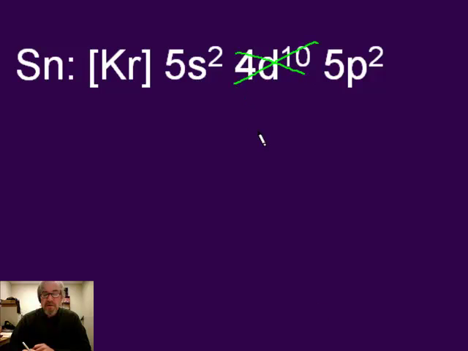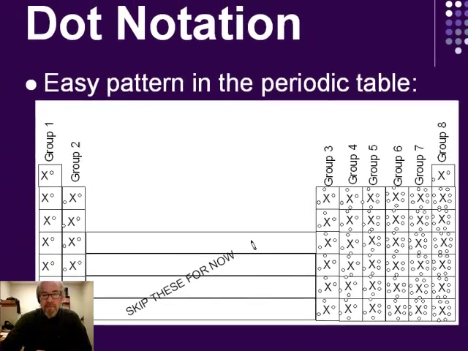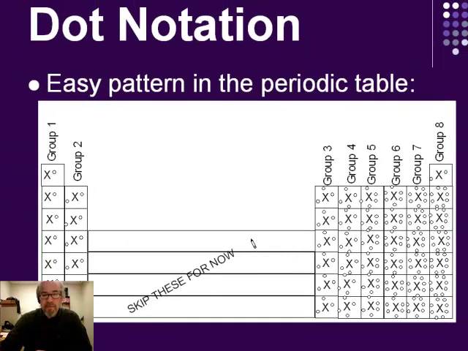Tin. Highest shell is 5. 4 Ds don't belong in that shell. If I take the 2 S's and the 2 P's and put them together, I have a total of 4 dots. So I'll put tin symbol down, 1 dot on the right, 1 on the left, 1 top, 1 bottom. There's my 4 dots.